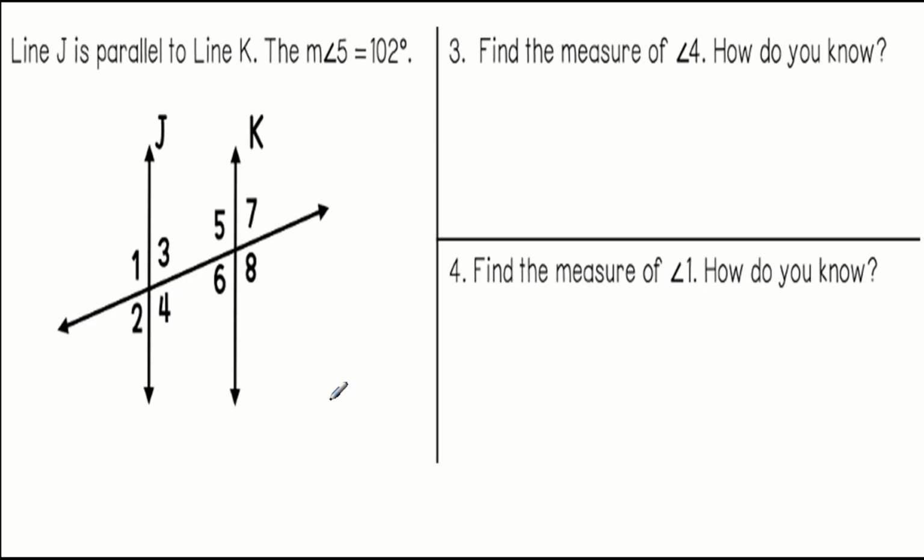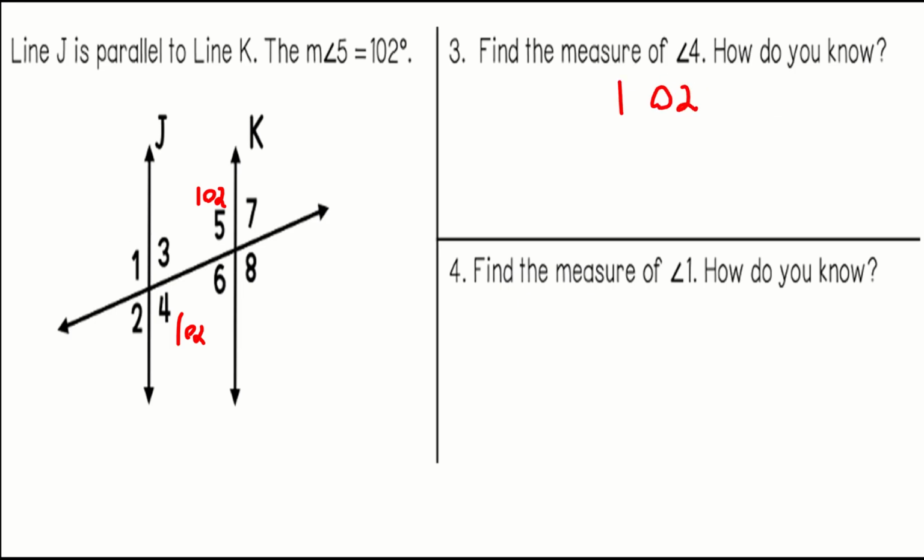All right, so this time the parallel lines are going vertically instead of horizontally. It doesn't really change how it works. It just changes how it looks a little bit. Angle 5 is 102 degrees. Who can tell me the measure of angle 4? Yeah, we got 102 for angle 4. So that's with the 4. My bad.